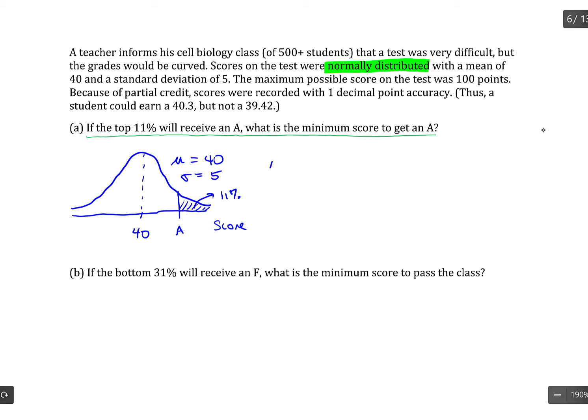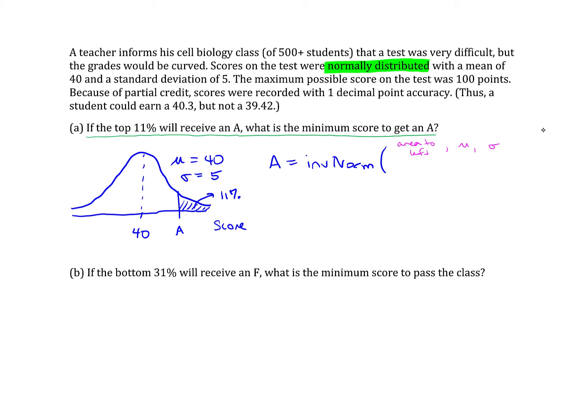Since that is a value relative to a unit of measure rather than a probability, it's not asking for the probability of getting an A. It's asking for what value, with respect to the other test scores, will get you an A. We use inverse norm. And when using inverse norm, it takes 3 inputs. It takes an area to the left, a mean, and a standard deviation.